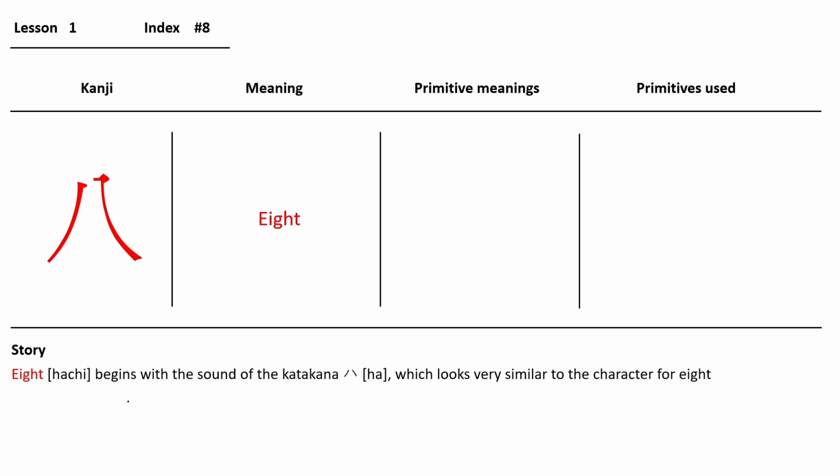Well, you may know that 8 in Japanese is pronounced hachi, and hachi begins with the sound of the katakana ha.